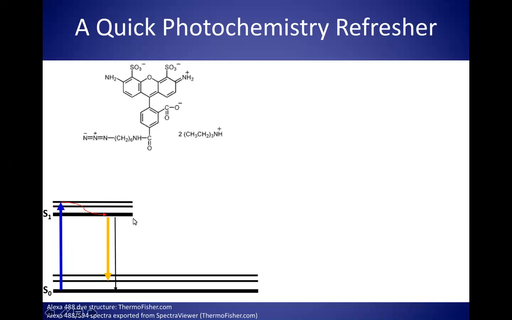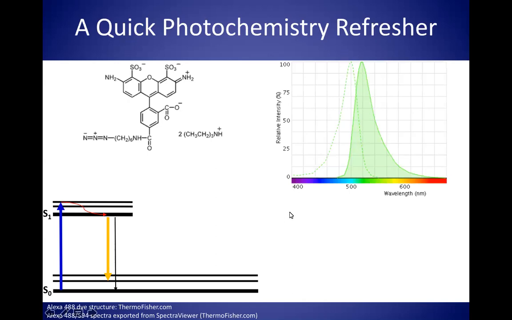It'll stay up in the S1 state for a little bit of time, typically a few nanoseconds, and then it falls down again to the ground state. And when it falls, it has to get rid of that extra energy, which it can do either through heat or through releasing a photon of light.